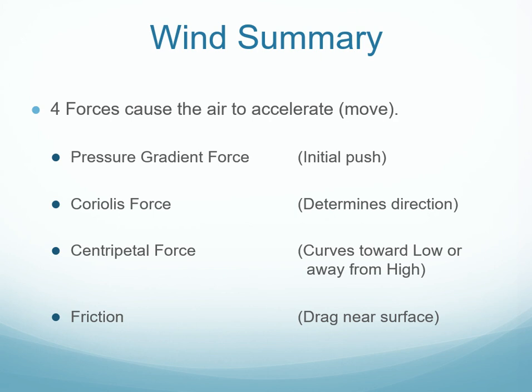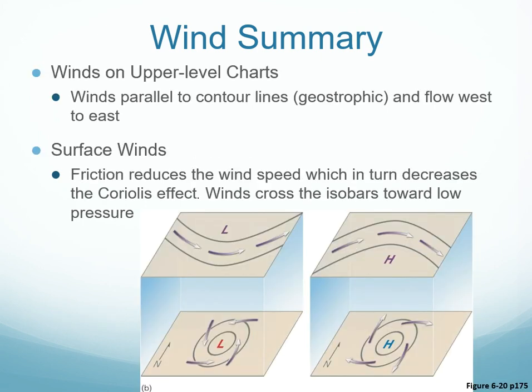That's going to cause the wind to curve toward a low pressure system or away from a high pressure system, giving you the cyclonic or anticyclonic flow. And the fourth and final force is friction. That would be air drag near the surface. And as a result, you get geostrophic winds aloft, where the winds are perfectly parallel to the isobars, and at the surface, winds will cross the isobars at roughly a 30-degree angle due to friction.